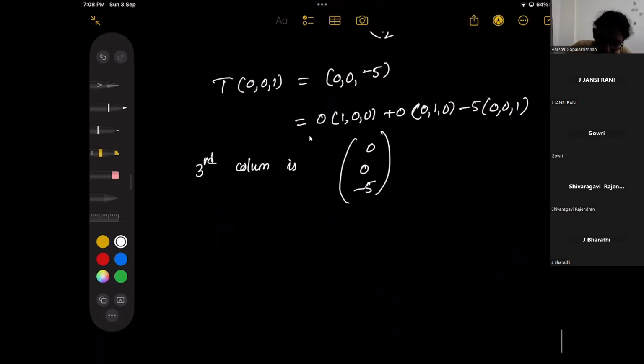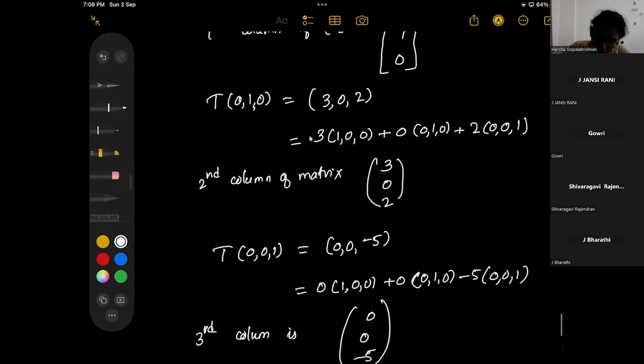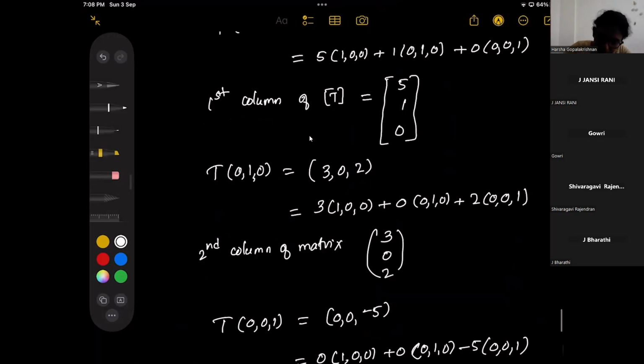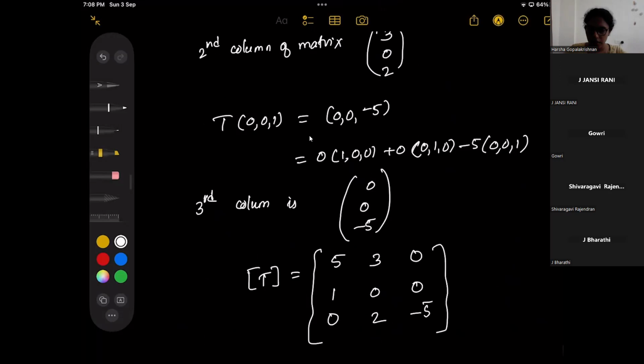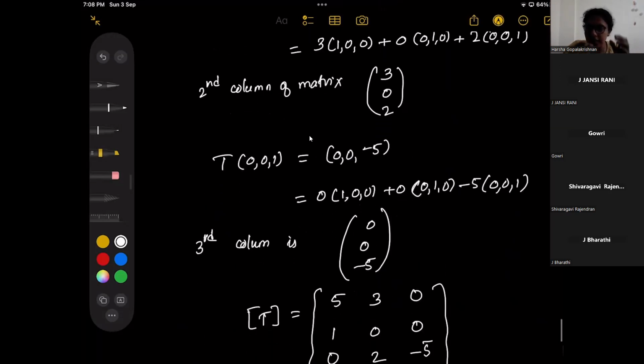So what is the matrix T? We just need to write the columns together. First we got the column 5 1 0. The second column is 3 0 2, and the third is 0 0 minus 5. Now, we have done this much work, but I just want you to understand what is going on.